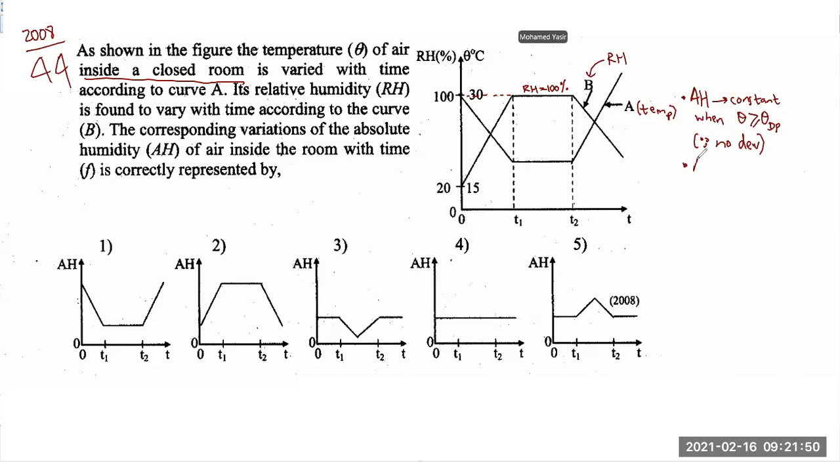And next point, AH reduces when theta is below dew point. Theta is below dew point, right? That is the only time AH will reduce. Fine. Now let's analyze the graph. Now you can see from 0 to T1, RH is increasing from 20 to 100. When time is T1, RH is becoming 100.